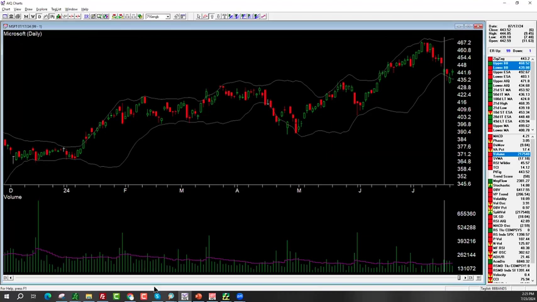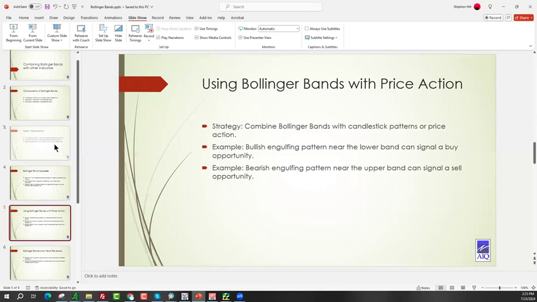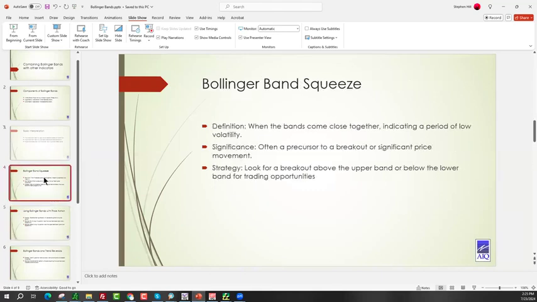So let's pop back into that PowerPoint. We just covered the engulfing pattern at the bands themselves. I'm going to go back here and we'll have a look at the Bollinger Band Squeeze itself. The bands come together, indicating a period of low volatility, often a precursor to a breakout or significant price movement. Look for breakouts above the upper band or below the lower band for trading opportunities. The squeeze often happens when price action is still within the bands. The secondary level of confirmation is when price breaks out above or below the band.